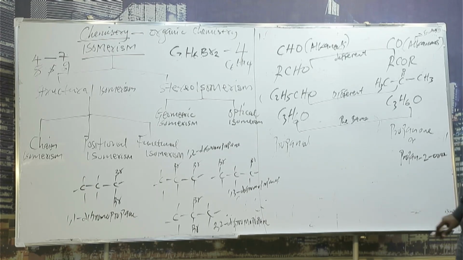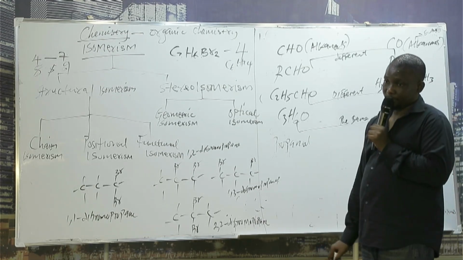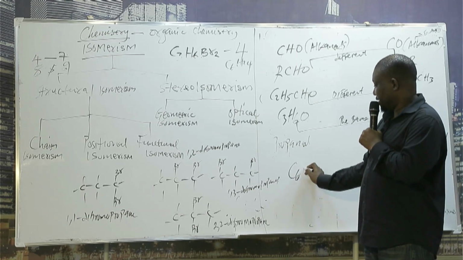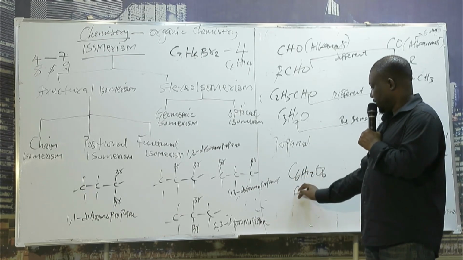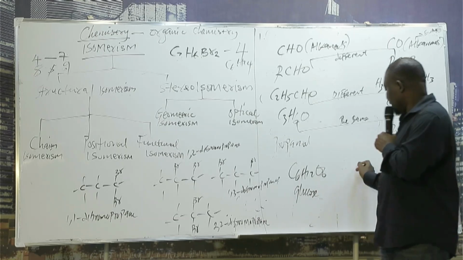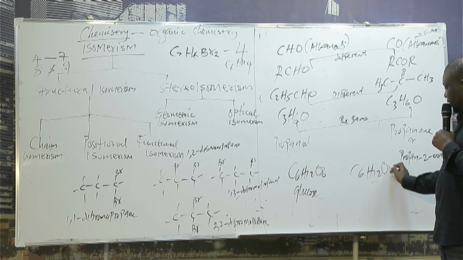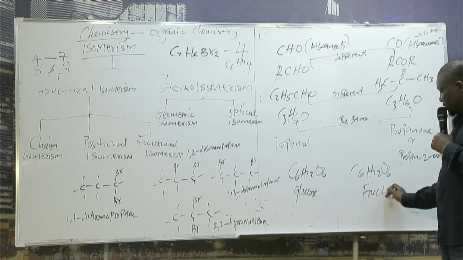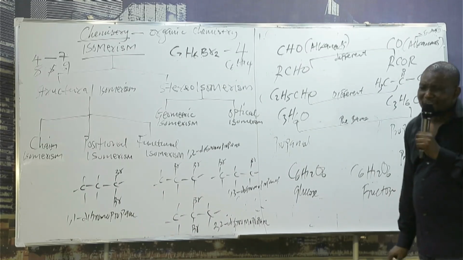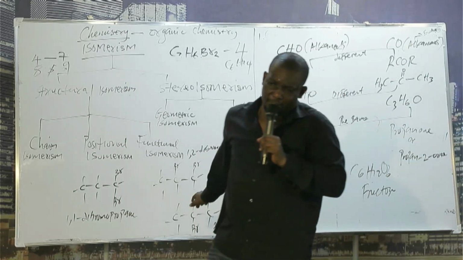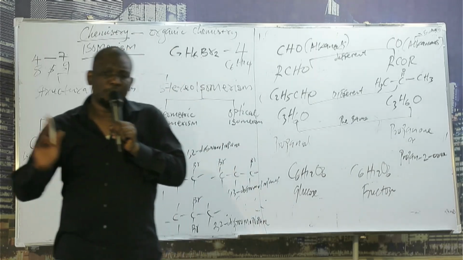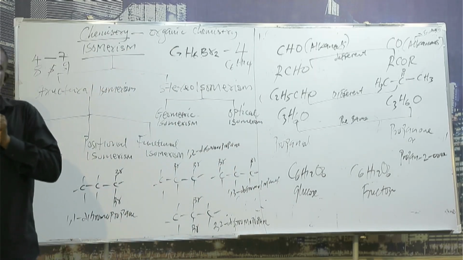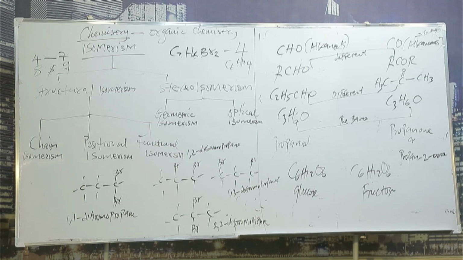So you see, the same thing with sugars. For example, C6H12O6 is glucose. C6H12O6 is also fructose. But if you draw the structure now, you see structural changes. You will see CO for fructose. You will see CHO for glucose.